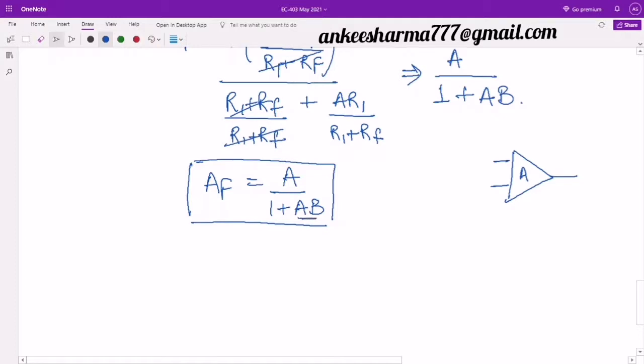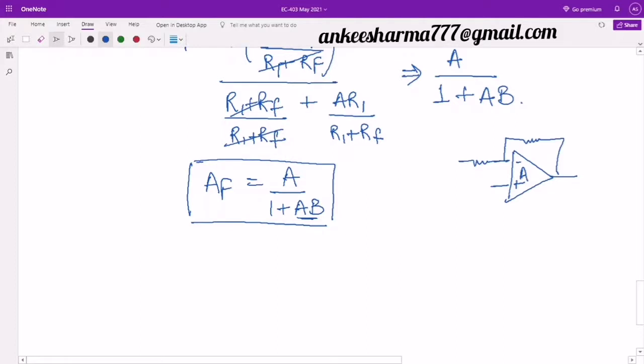Definitely the product of A into B will be greater than 0, because it will always be greater than 0, and you are adding one to it, which means the denominator will always be greater than 1. It means now by adding the feedback to this circuit, if I assume this negative and positive, the gain is reduced by the value 1 plus AB.